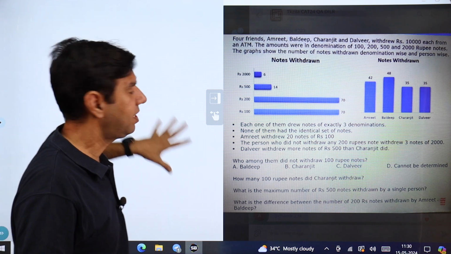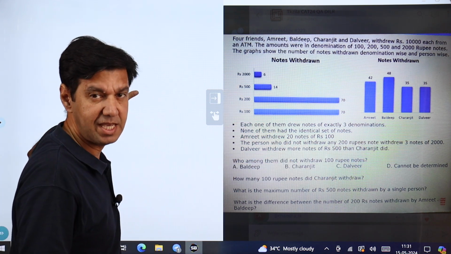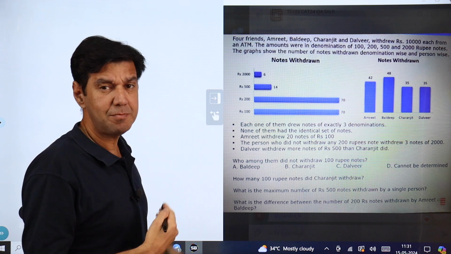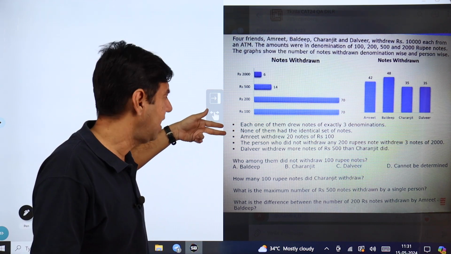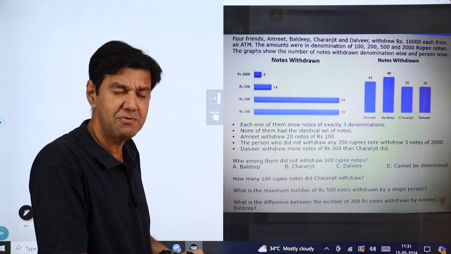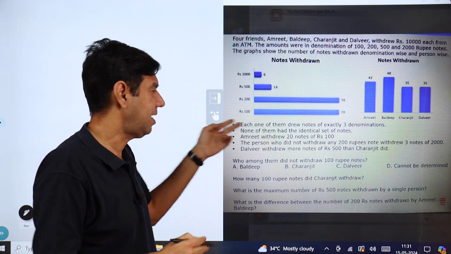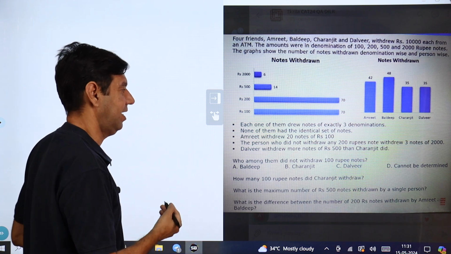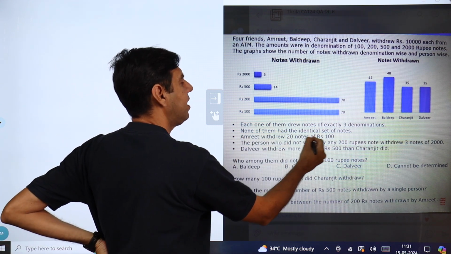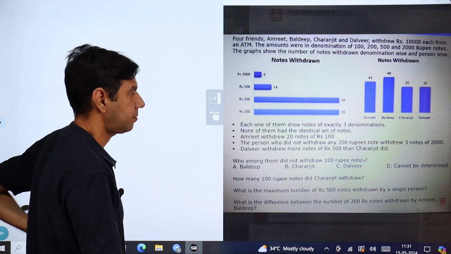Now for this, you did not really have to draw anything. And that is about your comfort level with LR, how much you have practiced. So if you have practiced well enough, the 2 clues seem to be very logical here, right? The interpretation is very, very clear. There's no ambiguity there. Now A withdrew 20 notes of 100.